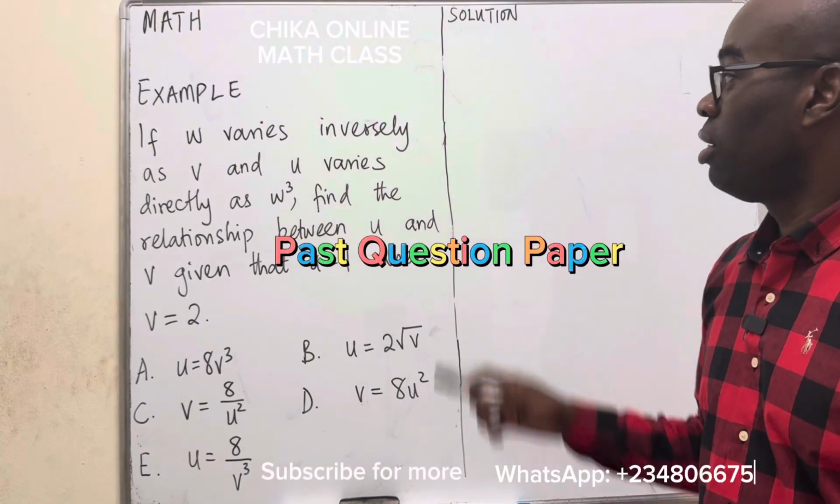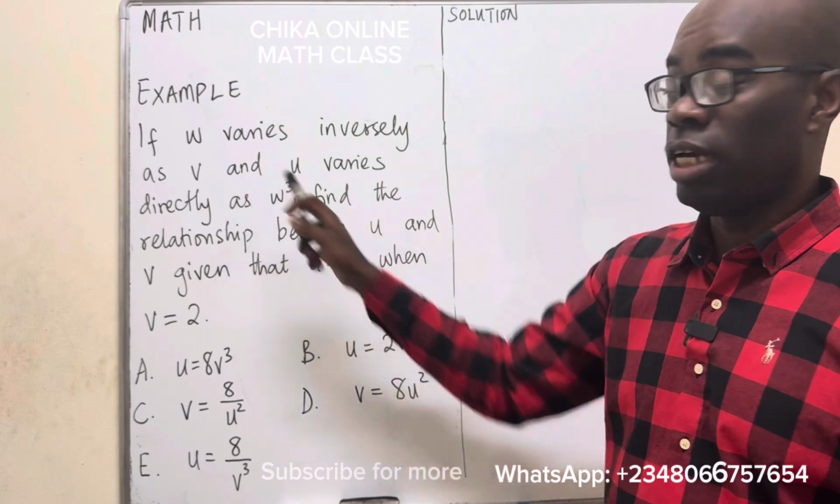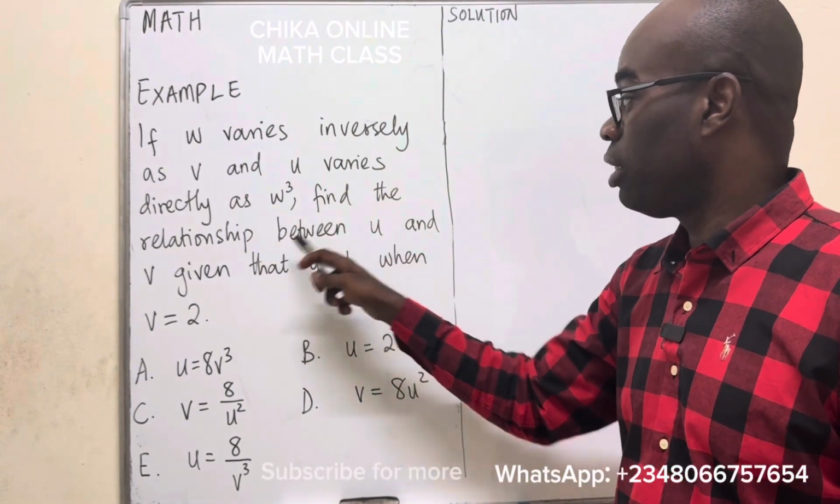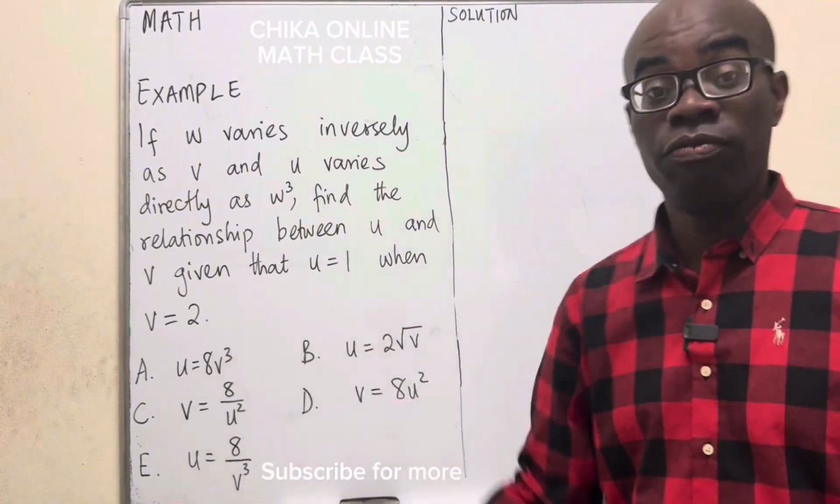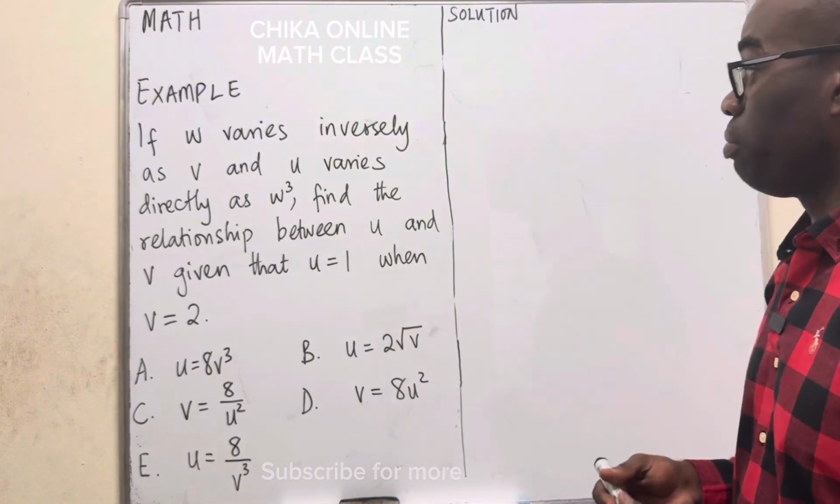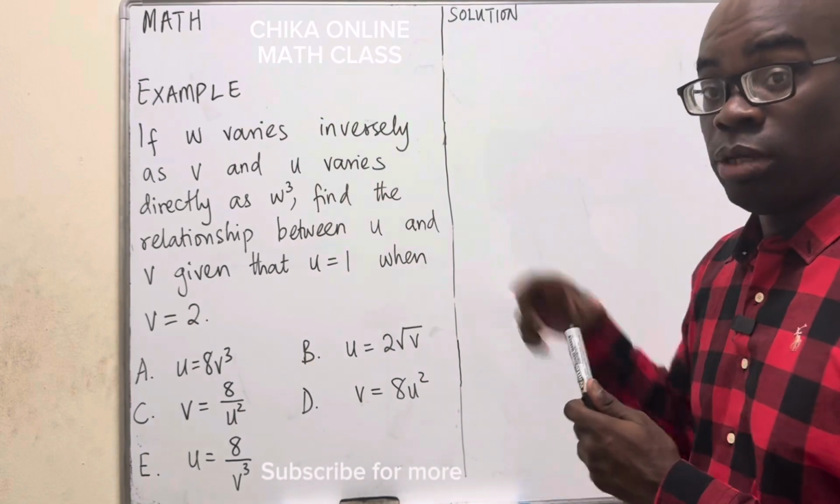Hello everyone. In this example, we are given that w varies inversely as v and u varies directly as w cubed. Find the relationship between u and v, given that u equals 1 when v equals 2. Okay, so we'll start by interpreting the sentences given to us in terms of equations.